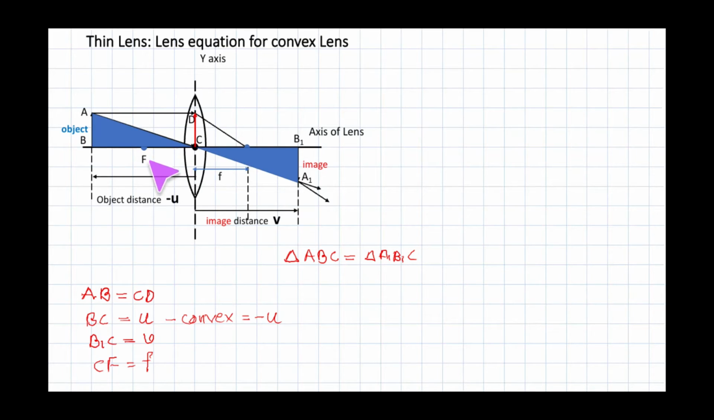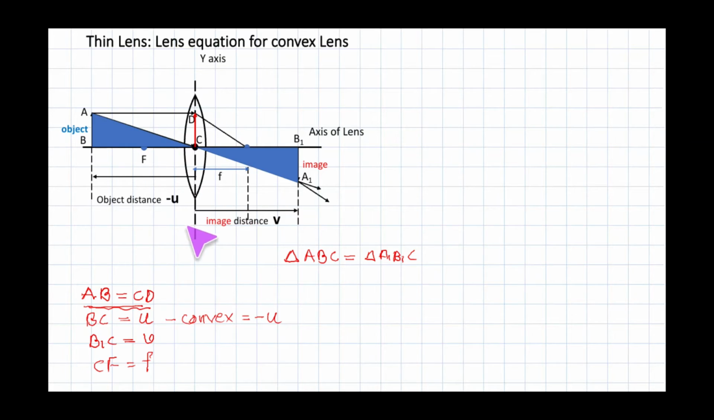Now remember that this is a focal length, the object kept is beyond the focal length, so the image formed is real, that means on the opposite side of the lens, and it is inverted. That means here it is an erect object, so the image we get is inverted. So remember that. So as we saw, AB is equal to CD. So from this we are going to see that triangle ABC is similar to triangle A1 B1 C1. So these two triangles are similar triangles.